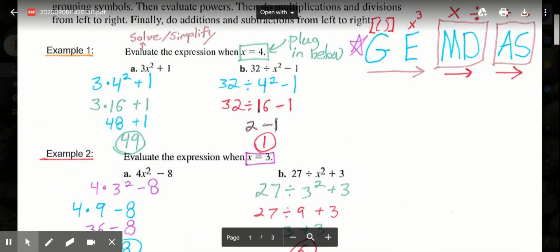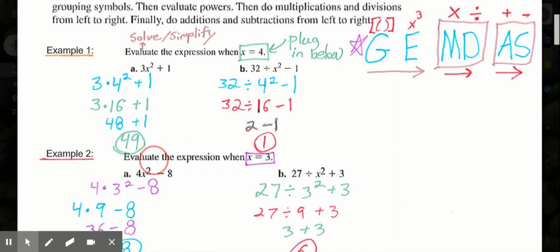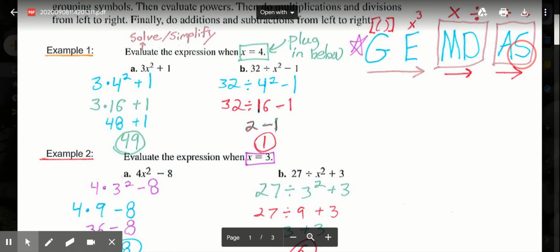So in example 1 and 2 here, we're evaluating, so solving or simplifying, our expressions when we plug a certain value in for our variable. And then we follow GEMDAS for the order of operations to solve.